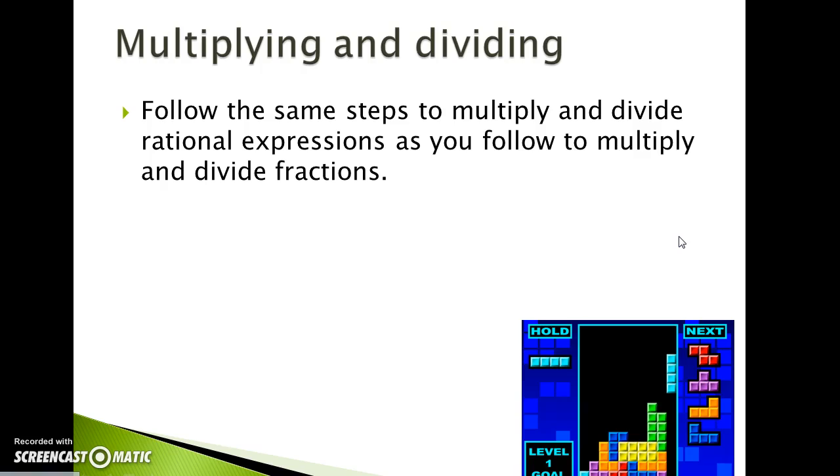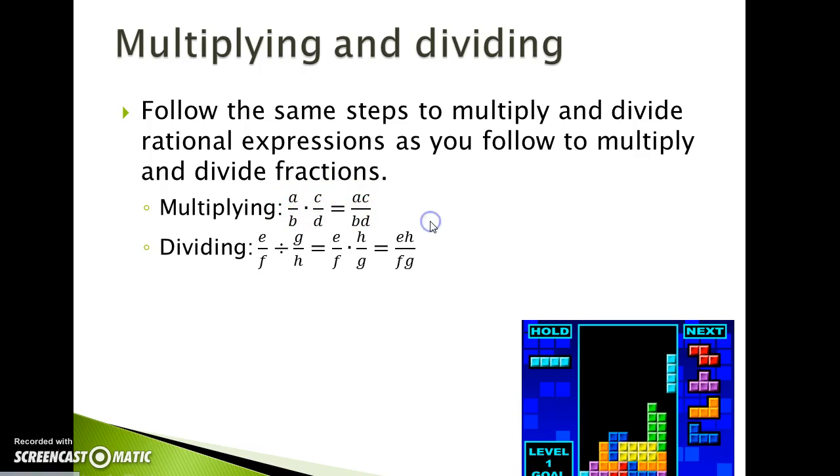Now let's look at some multiplying and dividing. You're going to follow the same steps to multiply and divide rational expressions as you have done in the past to multiply and divide fractions. So when you're multiplying fractions, remember that you just multiply straight across. So a over b times c over d, a times c over b times d. And when you're dividing, let's say e over f divided by g over h, you find the reciprocal, so you flip the second one, g over h, to get h over g, and then you change the division sign to a multiplication sign, and then you multiply straight across to get eh over fg.